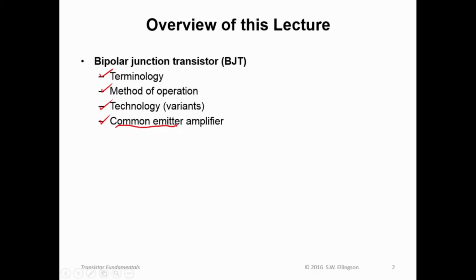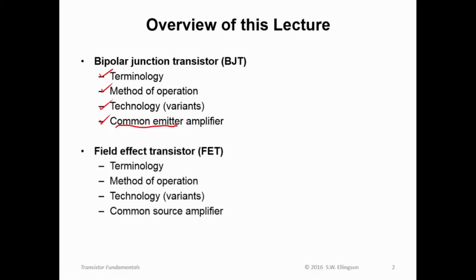It's the most common one for amplifiers, but there's certainly others, and we'll talk about those. We'll also talk about field effect transistors, or FETs. Again, terminology and conventions, method of operation, technology, that is the variants that exist out there, and the most common configuration for amplifiers, which is the common source amplifier. Although again, there are different configurations, so we'll say a little bit about what choices we have beyond common emitter for BJTs and common source for FETs.